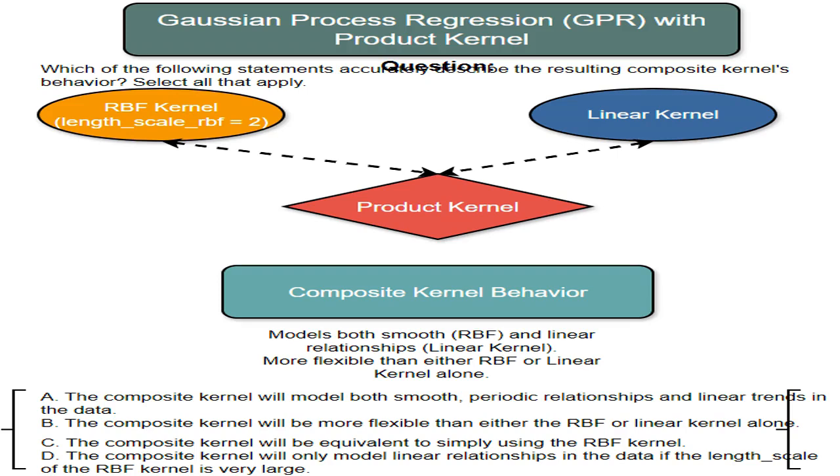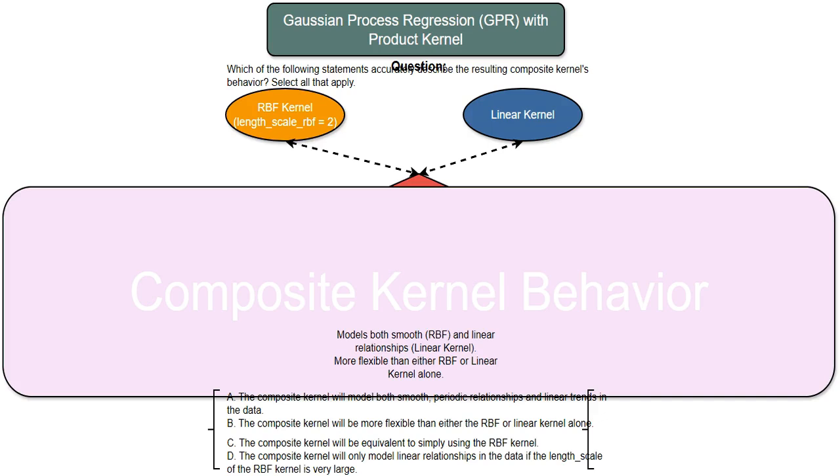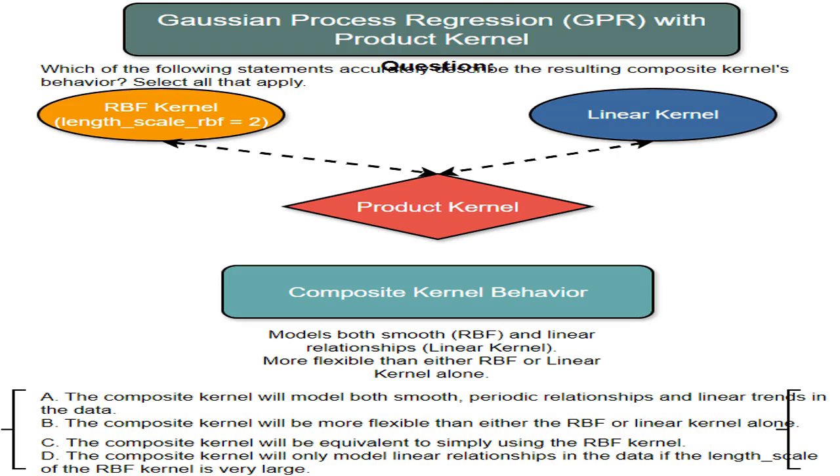We're using scikit-learn's GPR with the product kernel, which combines an RBF kernel and a linear kernel. Let's figure out what that means for the model's behavior. I want you to pick all the statements that correctly describe how our fancy composite kernel behaves in this scikit-learn GPR setup. This is Gaussian process regression, GPR, using a product kernel.